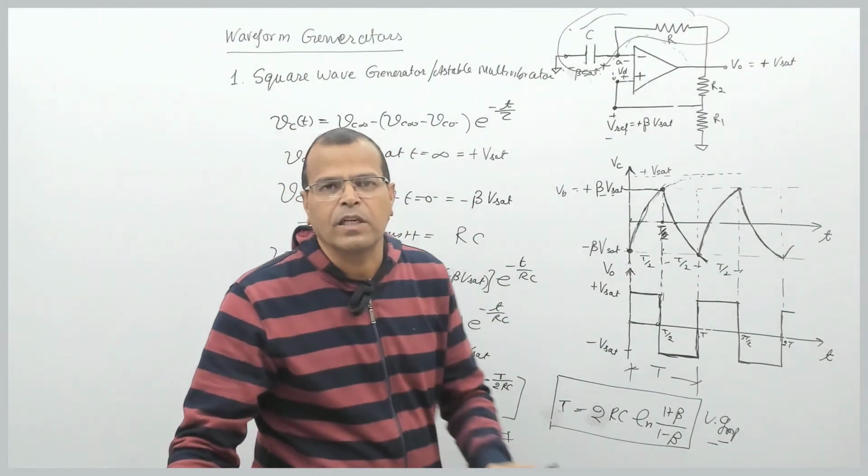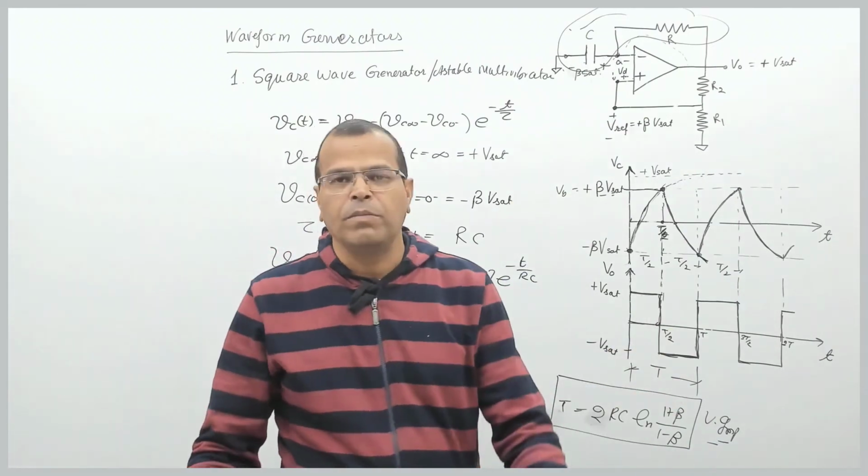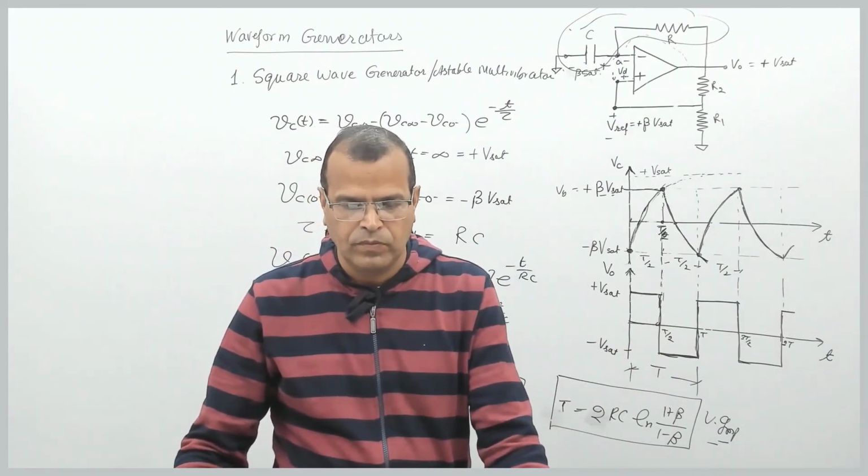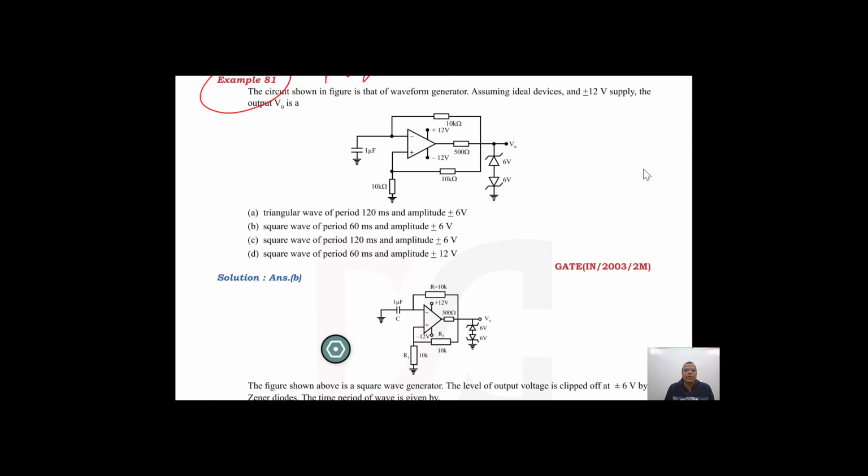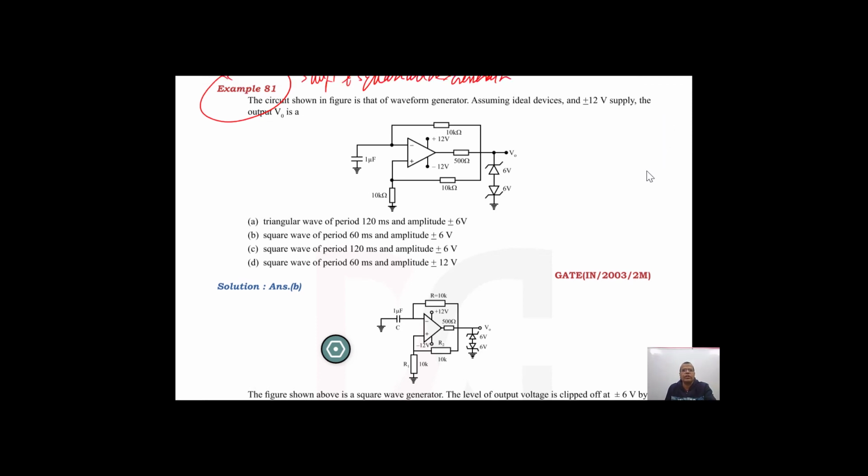But before that, let us see the examples based on the astable multivibrator. Now let us see the example based on the square wave generator. So this is the square wave generator circuit here. The circuit shown in the figure is that of a waveform generator. Assuming ideal devices and plus minus 12 volt supply, the output V naught is. Remember, I have positive feedback, I have R and C on the negative feedback. This is a square wave generator.